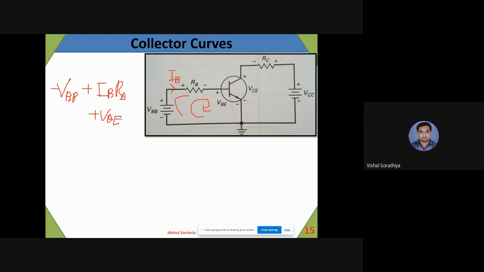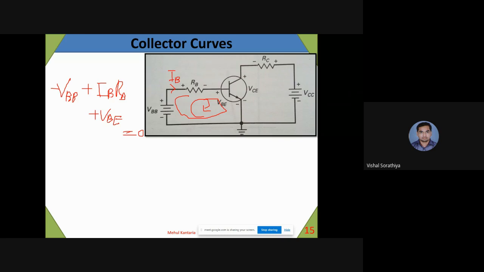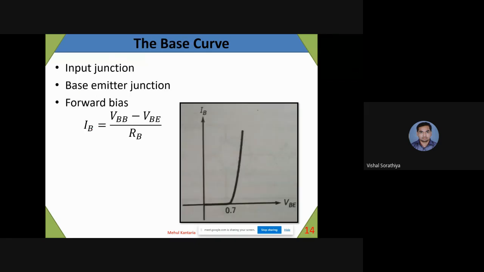And then it reaches the end of this terminal, and after this one it is reached again. So we can say it is equal to 0. So this type of equation is possible, that I have written over here. And I'm now making IB the subject. If I make IB the subject, what happens? It's going to be IB equals VBB minus VBE by RB.